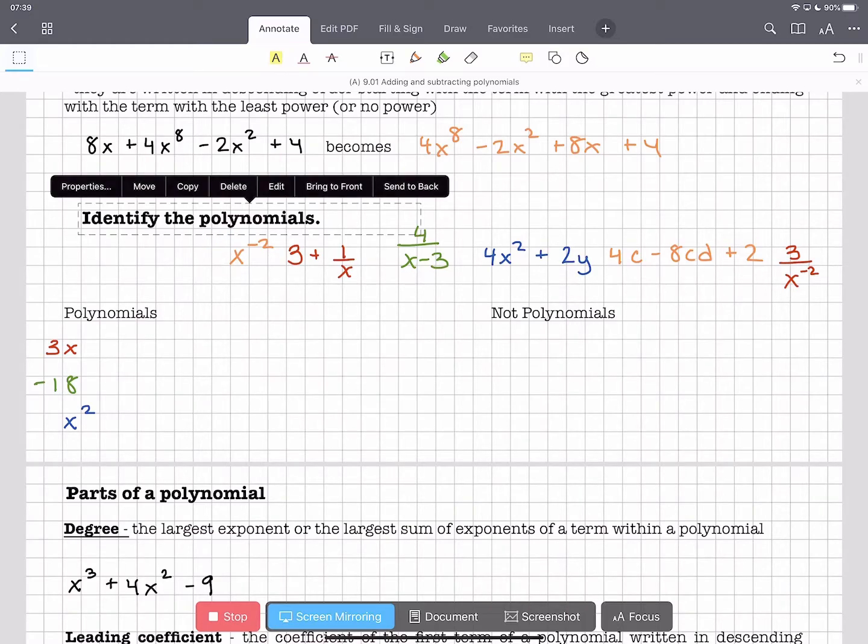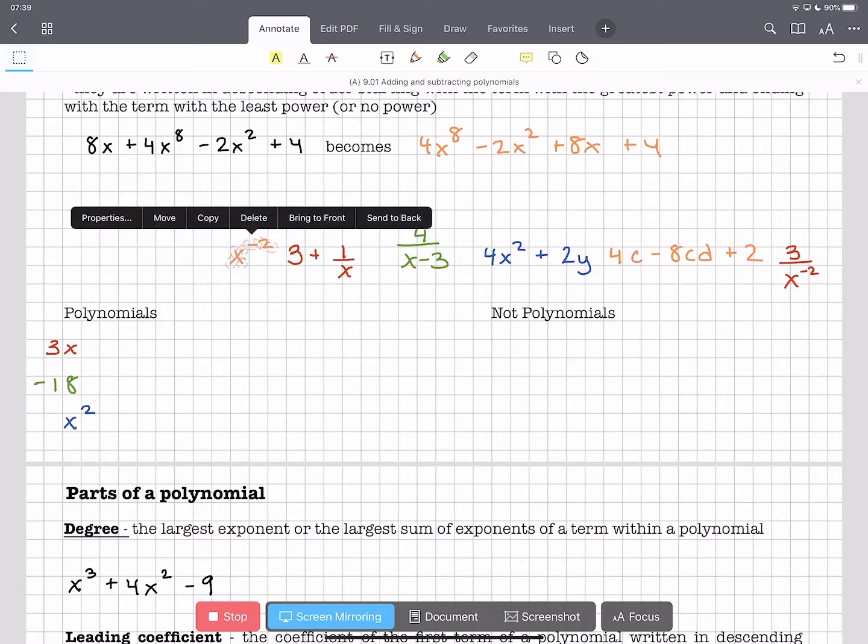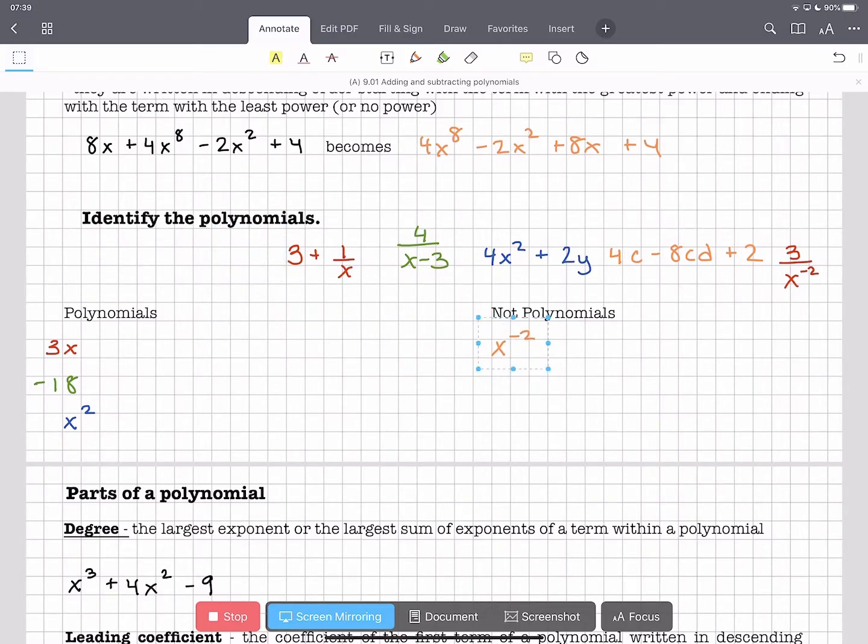x to the negative second power. That is not a polynomial, and here's why. When I simplify this by writing it with the positive exponent, I get 1 over x squared. And now you can see that's division by a variable, so that's not a polynomial. 3 plus 1 divided by x. This is not a polynomial because of that 1 divided by x. We can't have that.